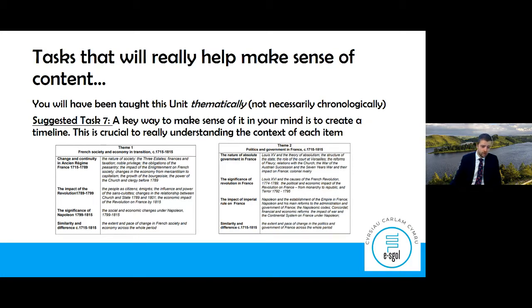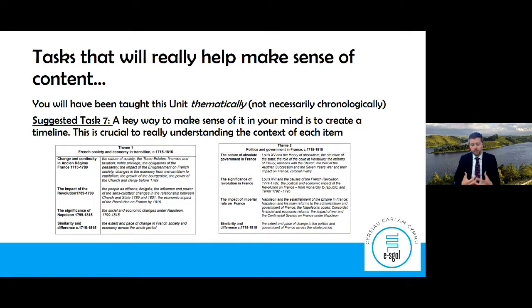So, for example, with this theme 1 here on the French Revolution, the impact, the people as citizens. Now, if we just look at the people as citizens between 1789 and 1799, because we've looked at it thematically, we might not necessarily understand the context of the nature of society earlier on, those 3 estates. You might not understand it in terms of the role of the sans-culottes and their call for citizenship as well. So by drawing it out into a timeline, you get to understand the context of these.